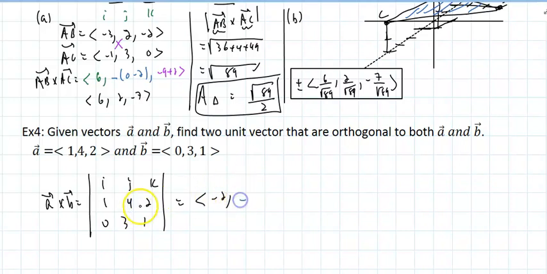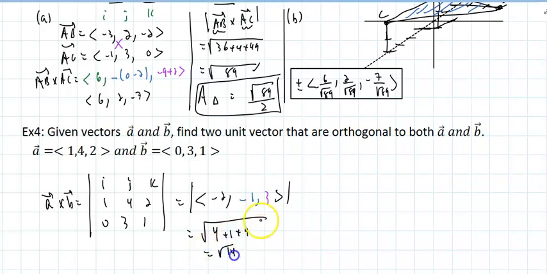The J component is 1 minus 0, done. And the K component, 3 minus 4. And really quick, that's a vector. If I write this vector like they want me to always, if I find the magnitude of that vector, that's the square root of 4 plus 1 plus 9, that's radical 14.